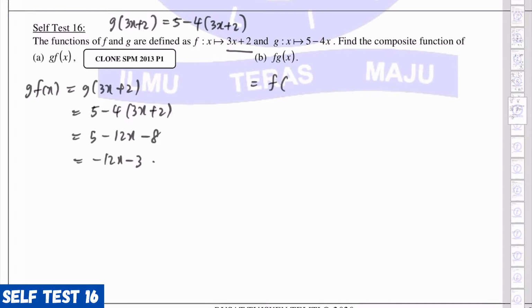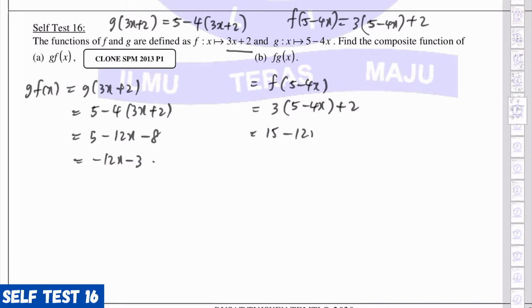f(g(x)). f(g(x)) means we put g(x) inside f(x). Okay, my f(x) is 3 bracket plus 2. Can I write one more time? f(x) is 3 bracket plus 2. If I have 5 minus 4x, what do I sub in here? 5 minus 4x. So this is 5 minus 4x. So when you expand, this is 15 minus 12x plus 2, 17 minus 12x. Okay.